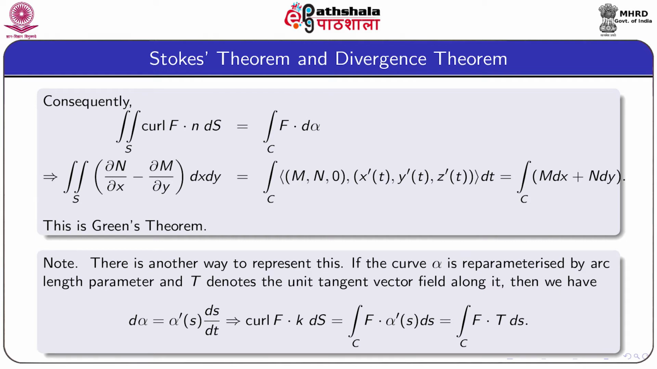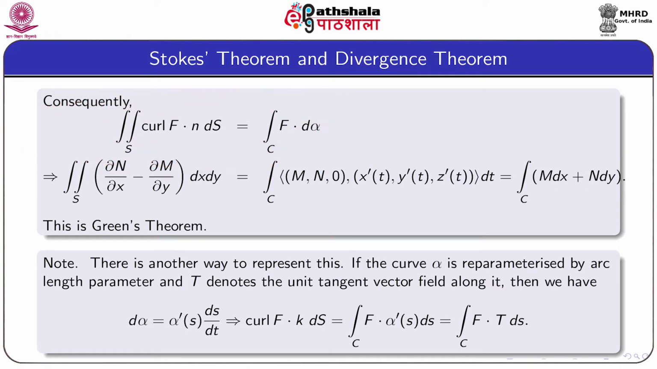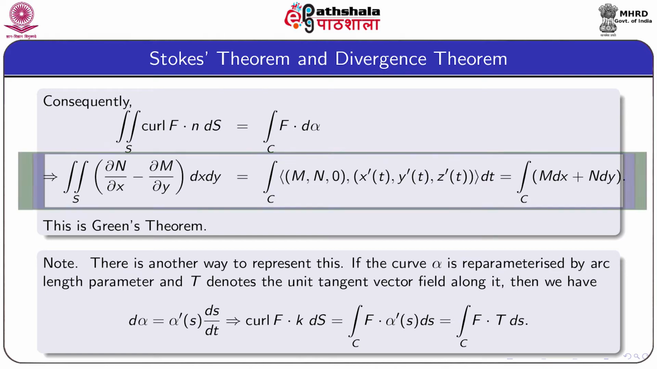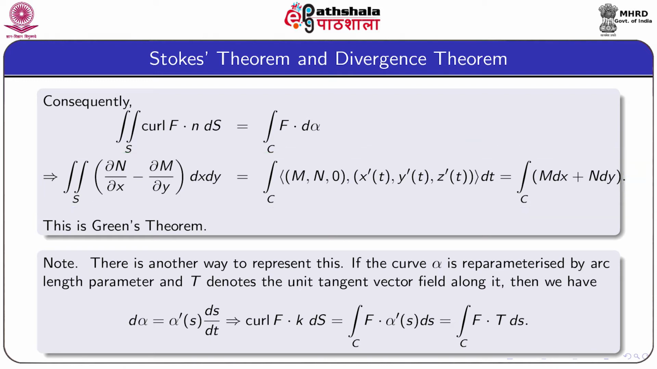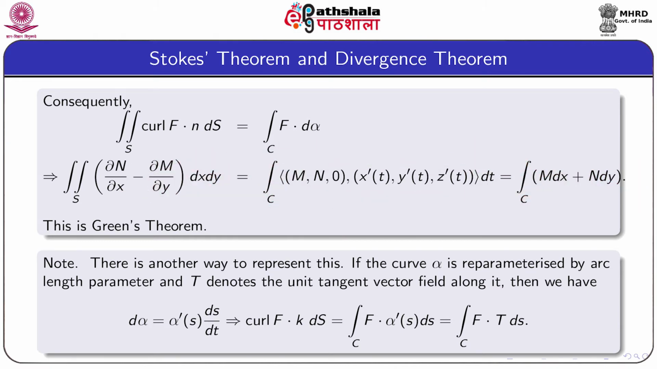Consequently, the surface integral over S of curl F dot n dS equals the line integral over C of F dot d alpha. This gives the surface integral over S of (∂N/∂x minus ∂M/∂y) dx dy equals the line integral over C of the inner product of (M, N, 0) with (x'(t), y'(t), z'(t)) dt, which is nothing but the line integral over C of M dx plus N dy. This relation is already known to us. It is nothing but Green's theorem.